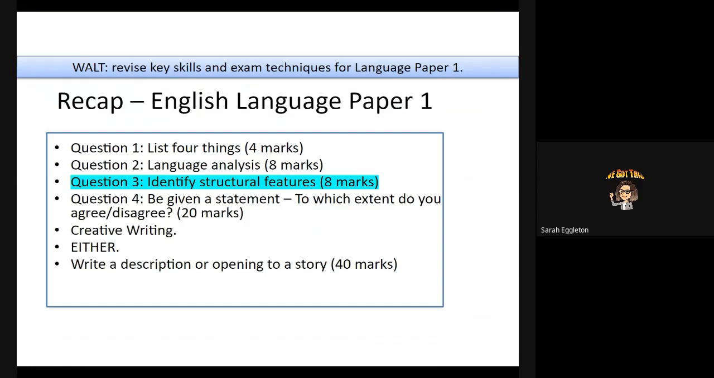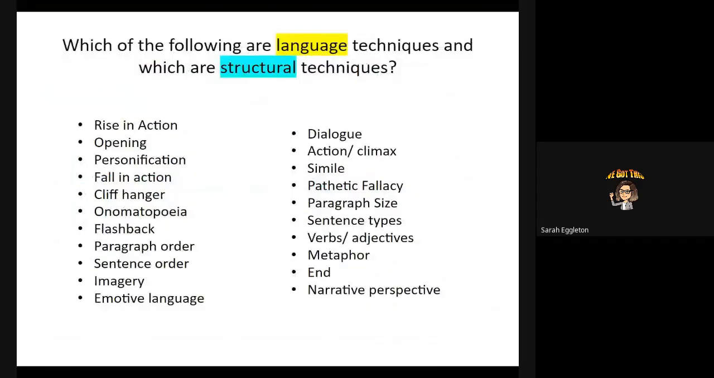So to check that you are really confident with the difference between language and structure, can you organise under 2 headings these techniques? Some of them are language techniques, some of them are structural techniques. Pause this video and see if you can work out which is which. So at the end, you should have a column of structural techniques and a column of language techniques. Pause it now and give it a go.